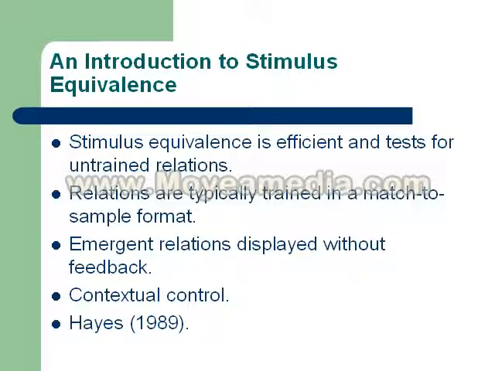Stimulus equivalence represents an efficient method for training relations among stimuli that transfer to other stimuli without an explicit history of training. Relations among stimuli are typically trained in a match-to-sample format in which A, B, and C stimulus relations are directly trained, A to B and B to C, and then tested for emergent or untrained relations between A to C and C to A. Emergent relations are those that are displayed in the absence of reinforcement or feedback.